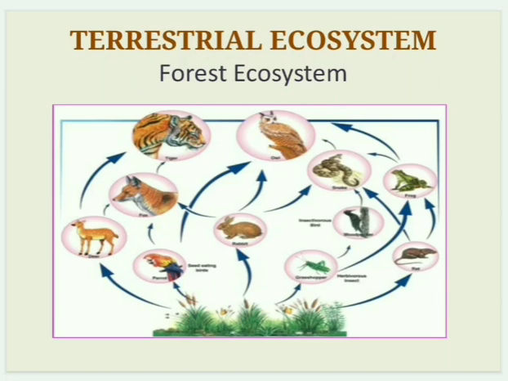Then primary consumers: herbivores, ants, flies. Secondary consumers will be snakes, birds, etc. Tertiary consumers are lion, tiger, etc. Then decomposers: bacteria and fungi. This is the structure. Then coming to the function, it provides biodiversity, it provides food to human beings, and it maintains climate and rainfall. So you have to write the types, characteristics, food chain, structure and function.